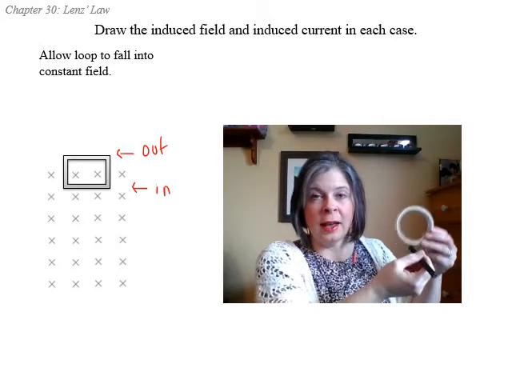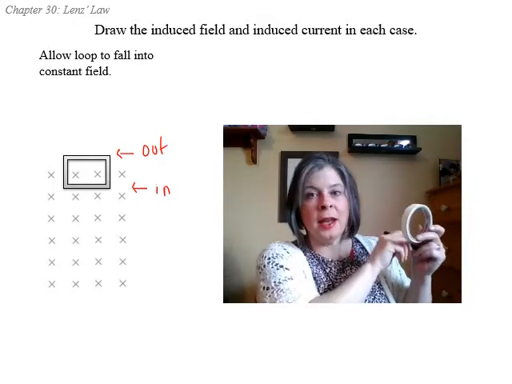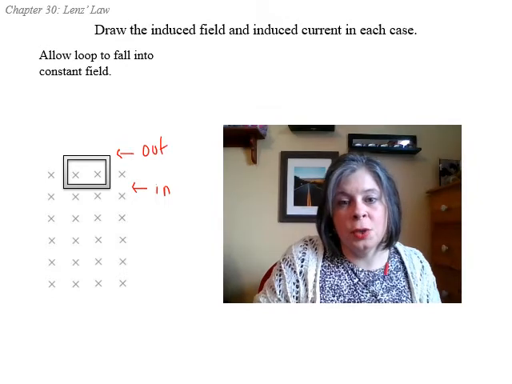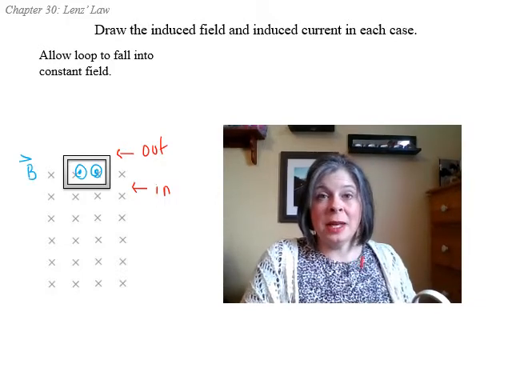Nature doesn't like that. It doesn't like that we've put field into the page. So it will create a new field that points out of the page. Okay, so the induced magnetic field is going to be out of the page. There's our B induced. What does that mean about the current?